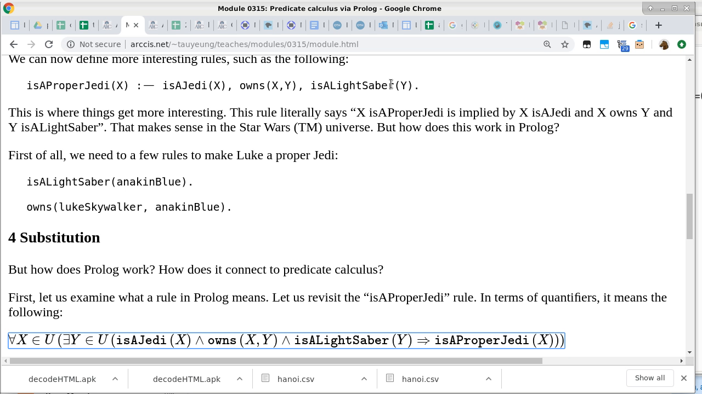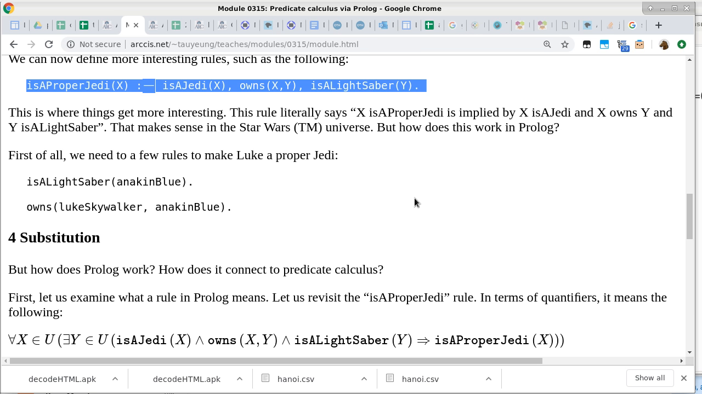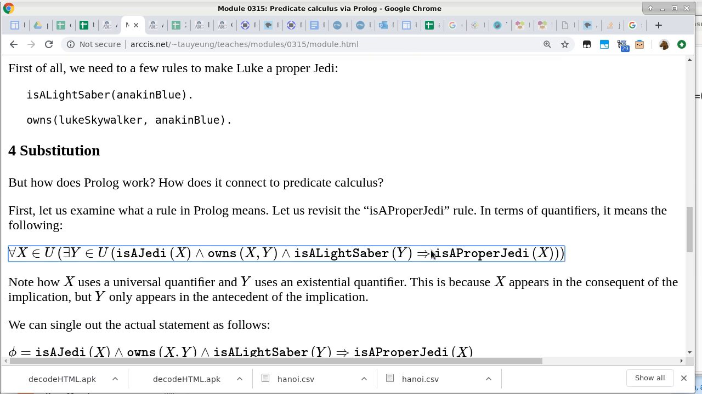So are we still doing okay so far with this? So this part is nothing new. It's just another representation to specify this particular rule in Prolog in a more mathematical equation way.